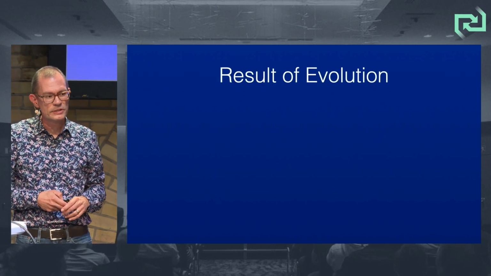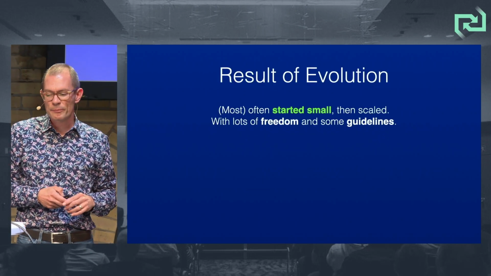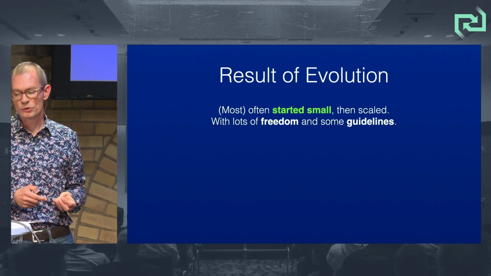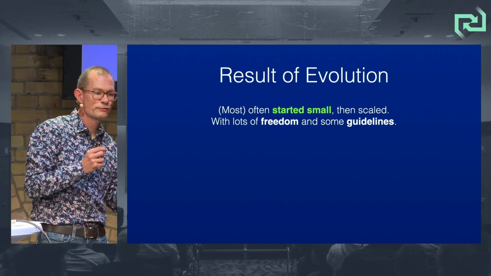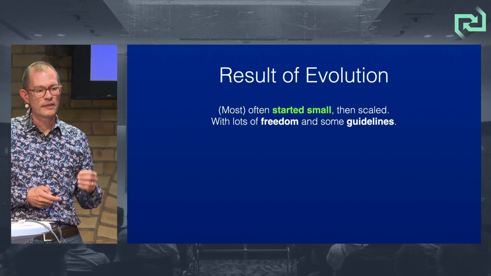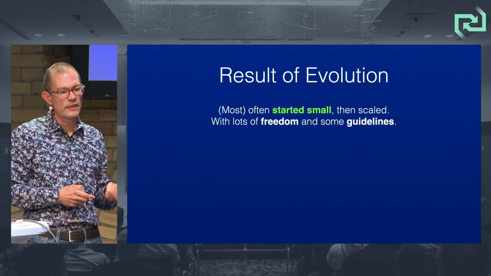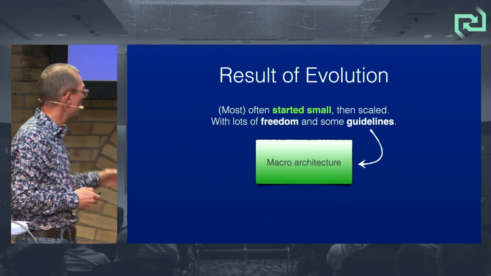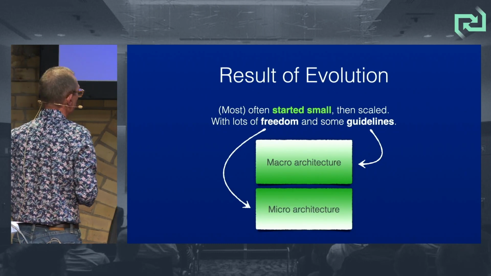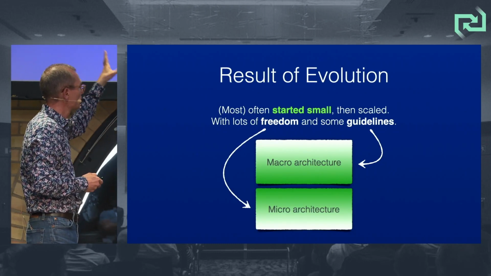But it's the result of evolution. Those teams that delivered this way started small, and it evolved, and they've got lots of freedom and some guidelines. They've got an architecture that supports their tests and their delivery. For example, something like a macro architecture and a micro architecture with some guidelines.